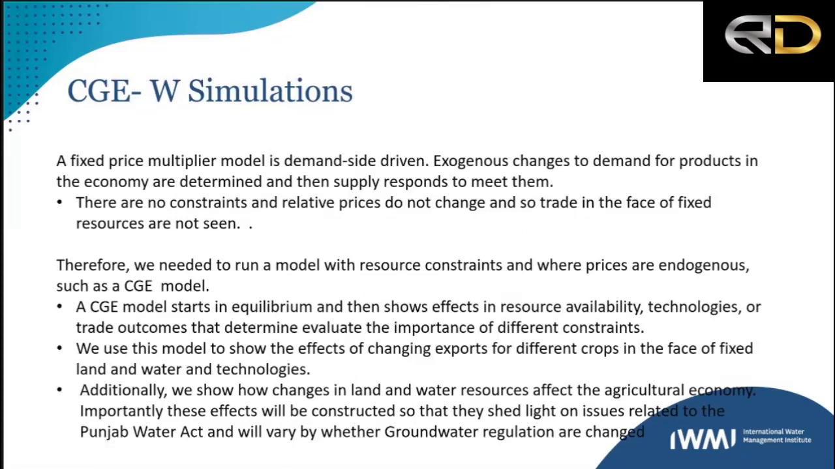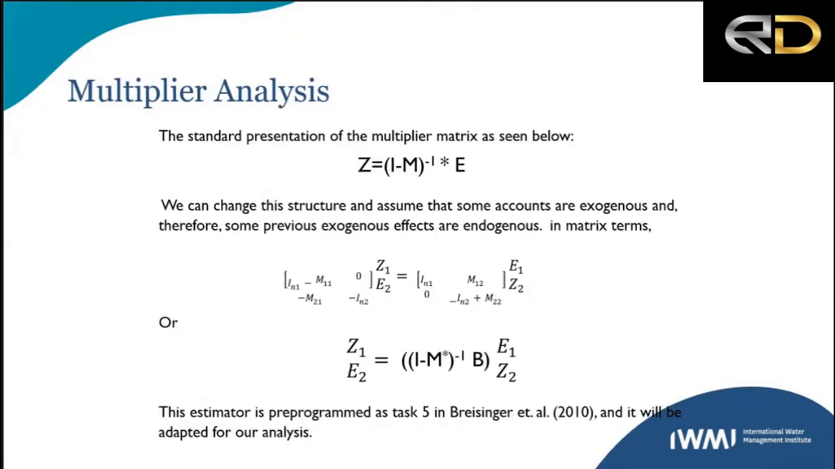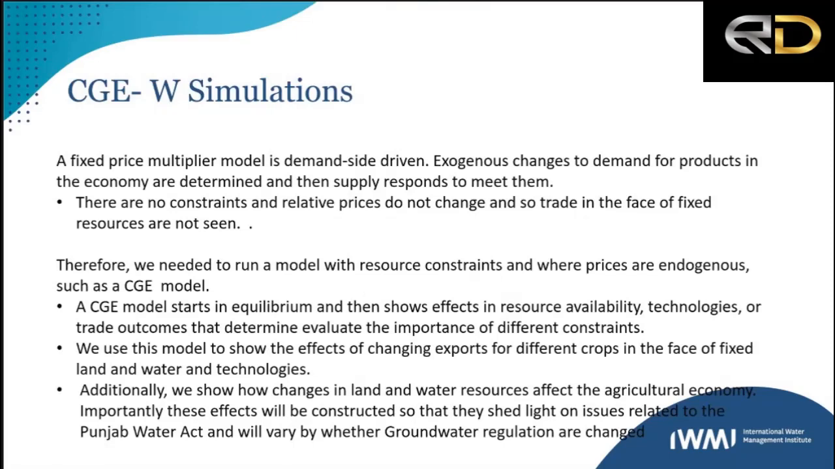The multiplier analysis here tends to give large values, and it is a fixed price. There's no supply limitations. It's just if the demand changes, the supply responds to meet it. And so you tend to get big direct and indirect effects. So a fixed price multiplier model is demand driven. The exogenous changes to demand are determined and supply responds to meet them. So there are no resource constraints.